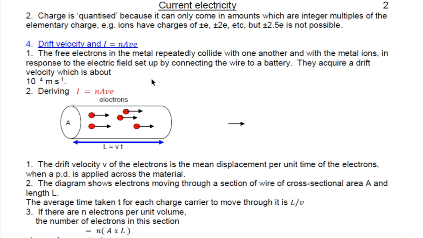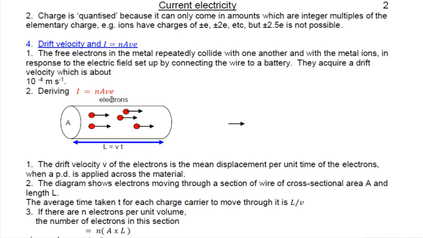Now, the last thing to talk about is drift velocity, and I is equal to nAve. The free electrons in the metal repeatedly collide with one another and with the metal ions in response to the electric field set up by connecting the wire to a battery. They acquire a drift velocity which is about 10 to the minus 4 meters per second, a small drift speed.